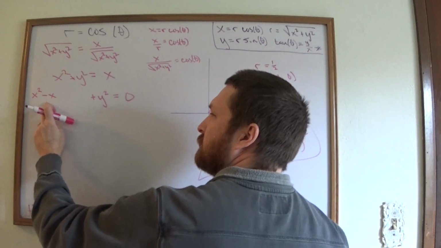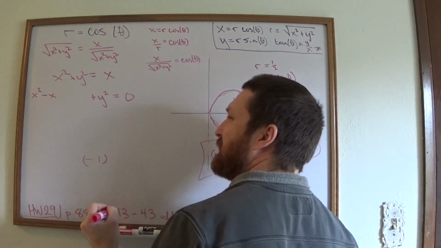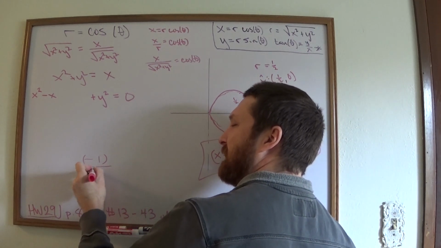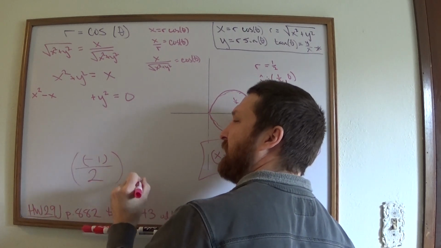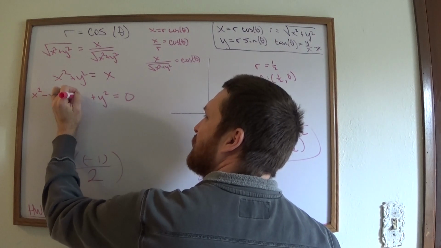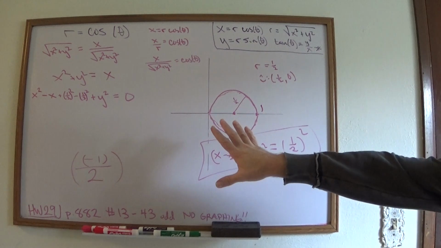If the coefficient of x is -1, then what do I need to do? Divide by 2. Right, and then I do what to it? Square it. And I'm going to add that thing squared and subtract it squared. That way I haven't changed the equation by doing that, right?